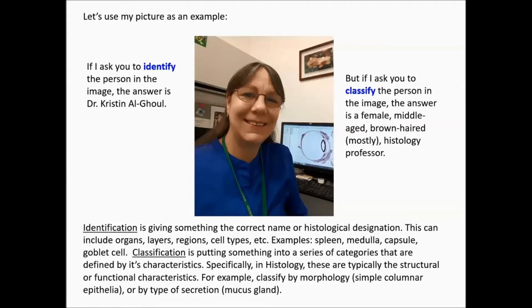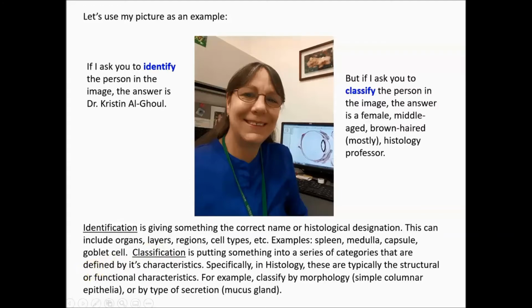If I ask you to identify the person in this image, your answer is Dr. Al Ghul. But if I ask you to classify the person in this image, your answer would be a female, middle-aged, brown-haired, well, I have a lot of gray as well, histology professor.